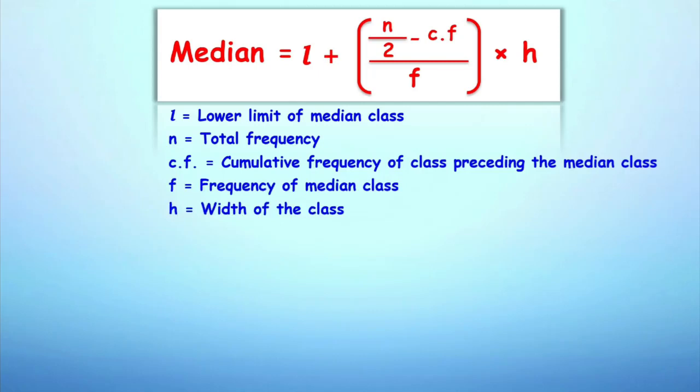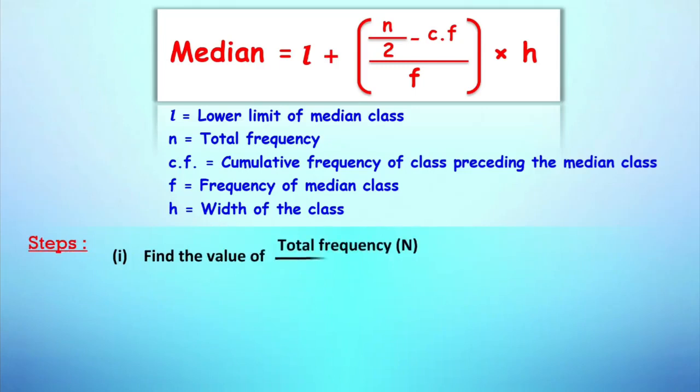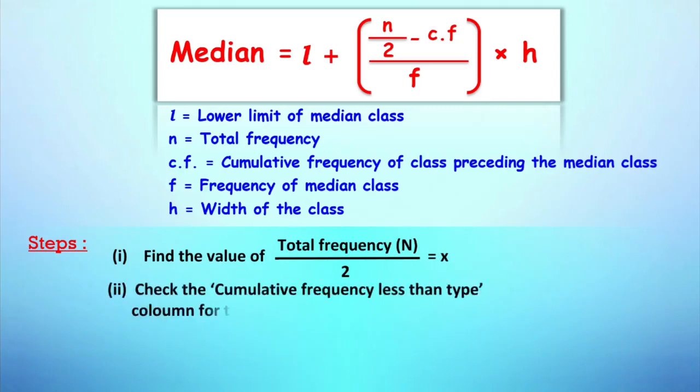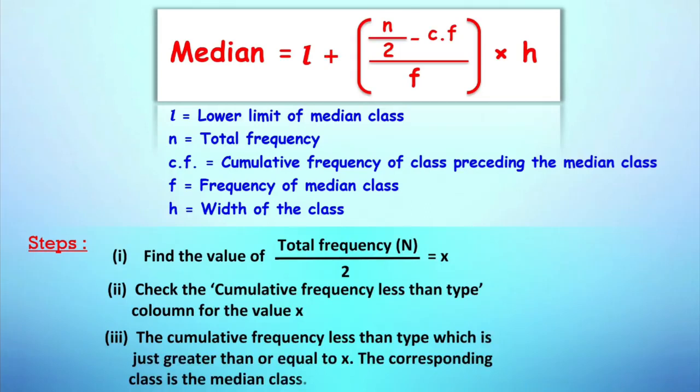For calculating median, we have different steps. Let's learn the steps first. Step number 1 states, find the value of total frequency upon 2 and denote it by x. Then we need to search the cumulative frequency column. In that column, we need to search for the cumulative frequency whose value is greater than or equal to x. The corresponding interval of that cumulative frequency will be the median class.